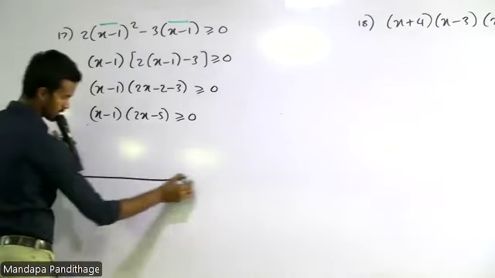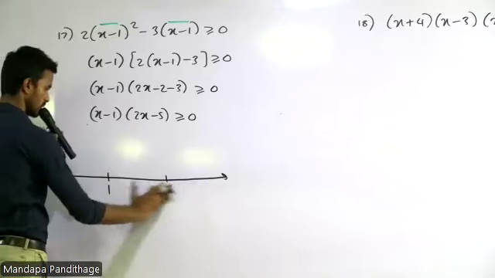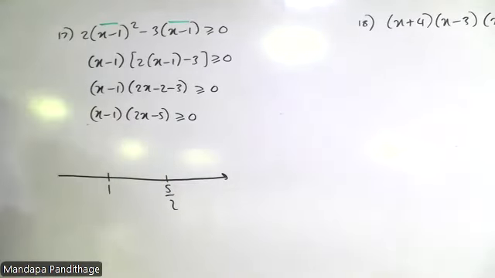Same drill, take a number line. This becomes 0 when x equals 1. This becomes 0 when x equals 5 over 2. So how do you get this 5 over 2? You have to make this factor equal to 0. So x is equal to 5 over 2.